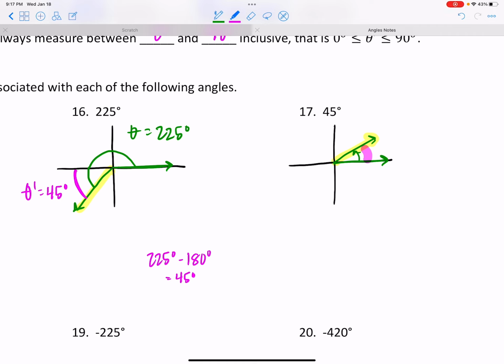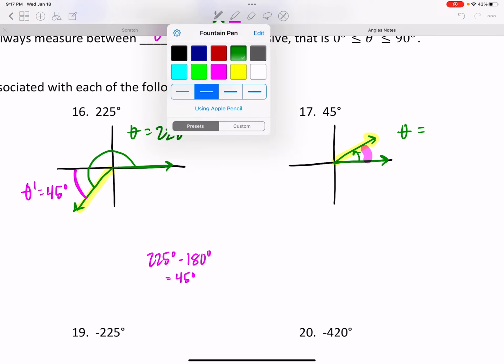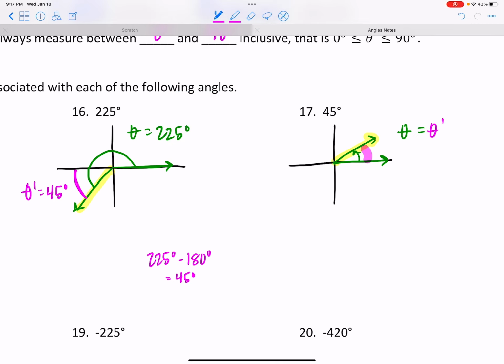And so sometimes your reference angle and your given angle are the same. So in this case, theta is equal to theta prime. So both angle and reference angle are 45 degrees. So anytime your angle is going to be in quadrant 1 or the quadrantal angle 90 degrees, then your reference angle and your given angle are going to be the same.